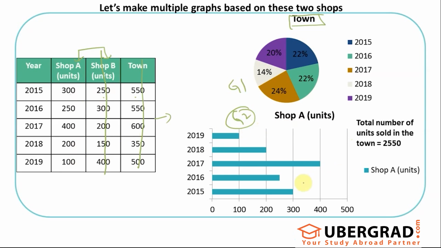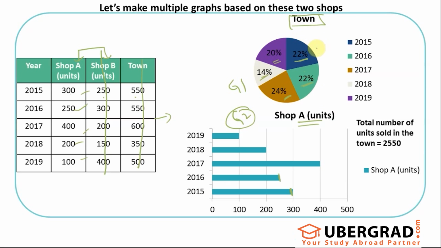In 2015, shop A sold 300 units. In 2016, shop A sold 250 units. So on is given in graph 2. From this graph alone, can I comment on shop B? No. Hence, I cannot comment on the entire town either. But they have also given graph 1, which is the pie chart in percentages: 22, 22, 24, 14 and 20 percent. That's the total sales, percentage-wise for each year.